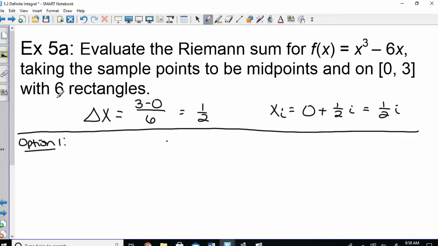especially if your n is small like this, you could really just write out the 6 things like we did with over and under estimates. All of these have a width of 1/2. And then you just have to figure out what you're plugging in each time. So you have to think a little bit more. Your first interval starts at 0 and ends at 1/2, or 0.5. If you use the midpoint, what value will you plug in first? 0.25. So it'll be 0.25 cubed minus 6 times 0.25.